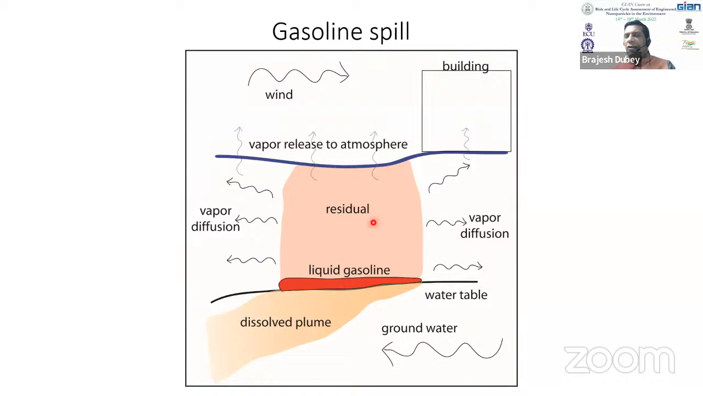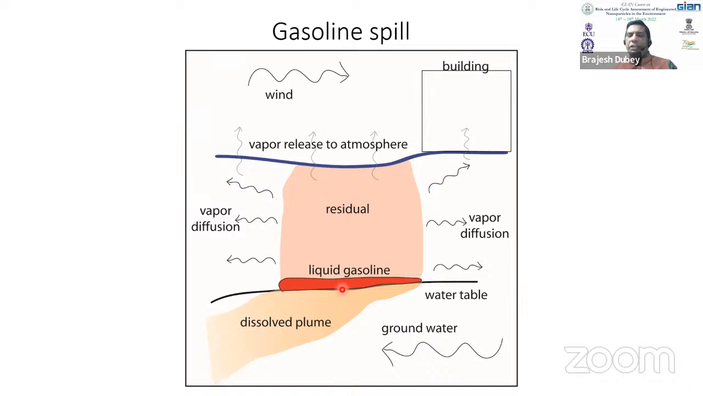So say there is an underground storage tank. The liquid gasoline keeps on leaking. Then it goes to the water table and sits right there. Why does it sit right there? Because it's not that easily dissolved in the water. Gasoline is not one compound. It is a mixture of a variety of compounds, and the most common ones are what is known as BTEX. BTEX is benzene, toluene, ethylbenzene, xylene. These are the four predominant ones, but there are other chemicals out there as well.